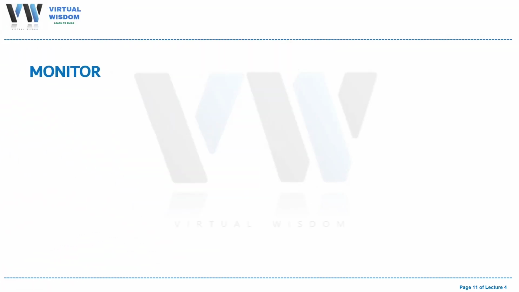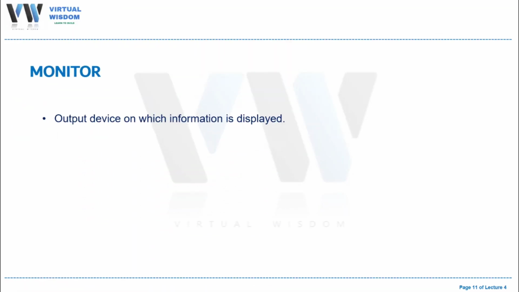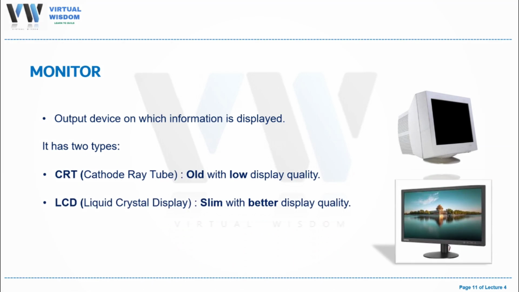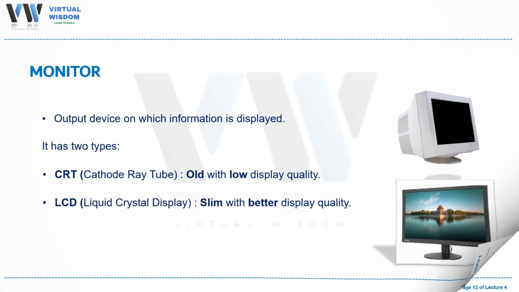The first and most important output device is the monitor. It is an output device that has a screen on which information is displayed. It has 2 common types: a CRT, cathode ray tube, monitor, and an LCD, liquid crystal display, monitor. CRT monitor is old, heavy, and has very low displaying quality. Whereas an LCD is modern, slim, and has a good displaying quality.